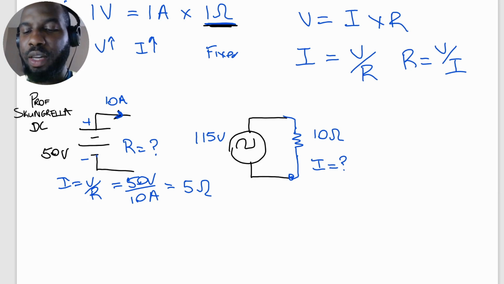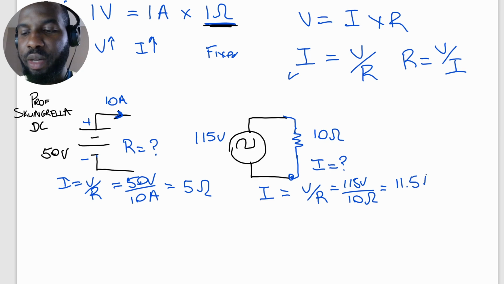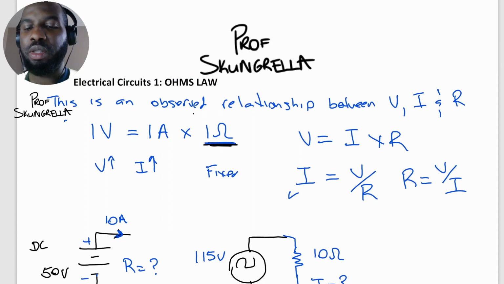Likewise here, we are saying the voltage is 115 and the load is 10 ohms. We can find I. Using this equation, you can see that I is equal to voltage over resistance, which will give us 115 volts over 10 ohms, which gives us 11.5 amperes of current. All right, so again, Ohm's law, very simple. It just says that the current is proportional to the voltage if we have a fixed resistance, right?